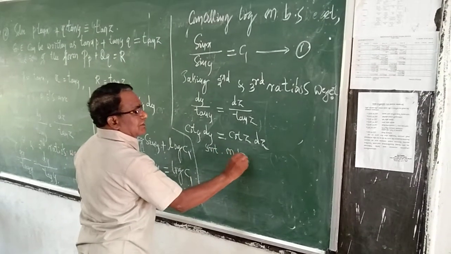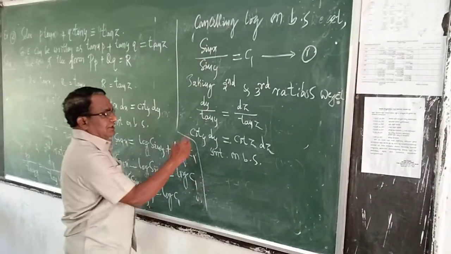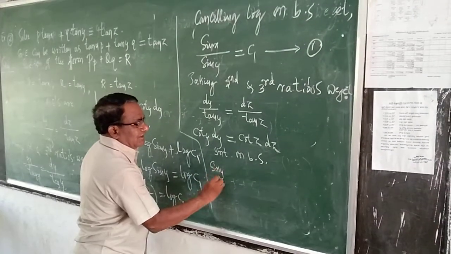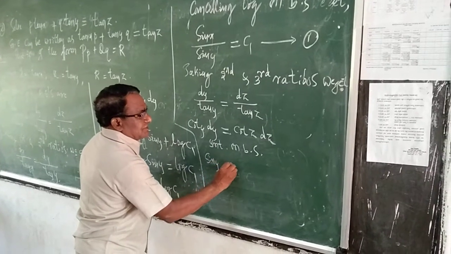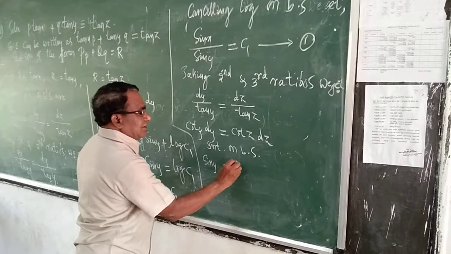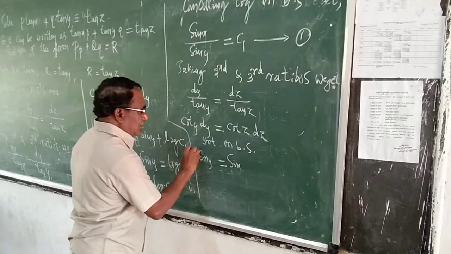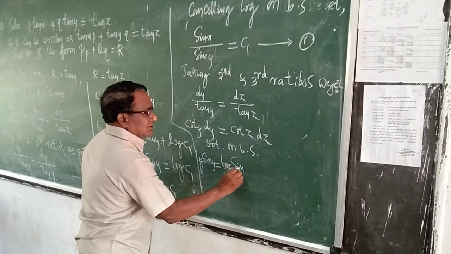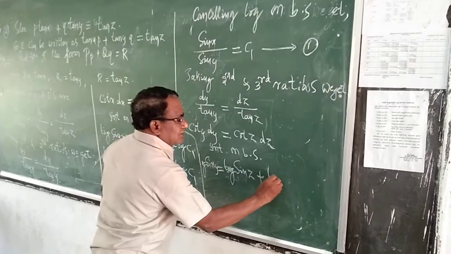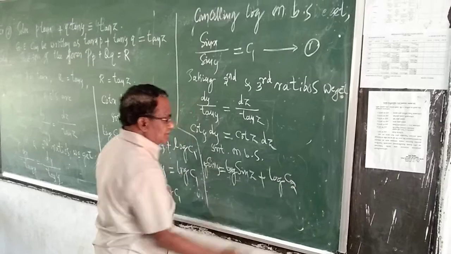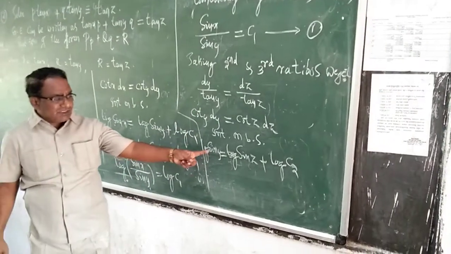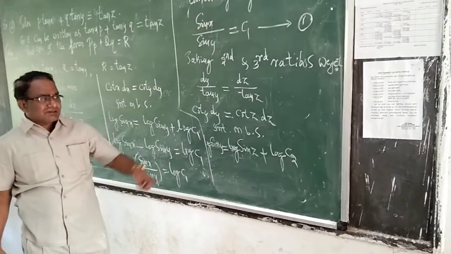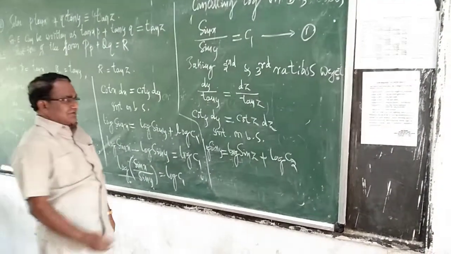Integrating on both the sides, what do we get here? Integration of cot y is log sin y, and integration of cot z is log sin z, plus you take the constant as log c2. Integration of cot y is log sin y, integration of cot z is log sin z. Take the constant as log c2 here.